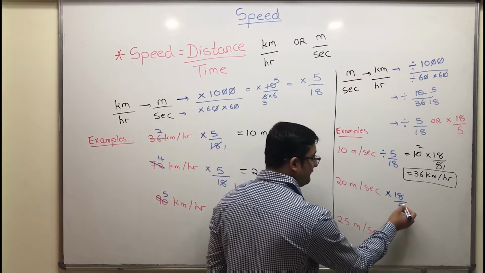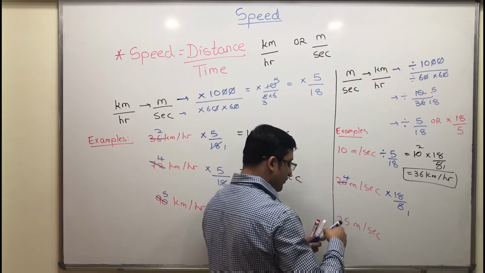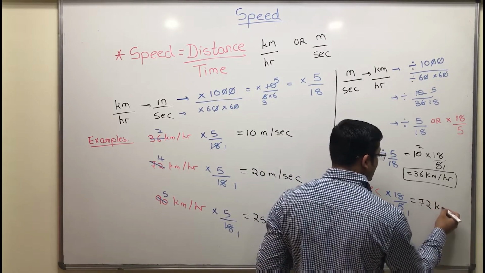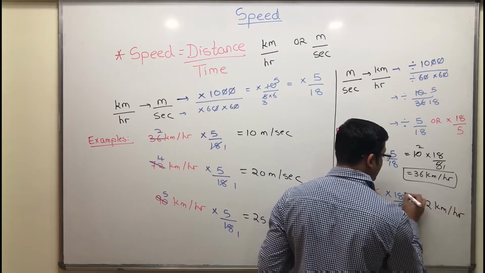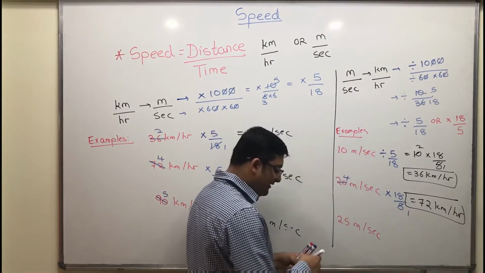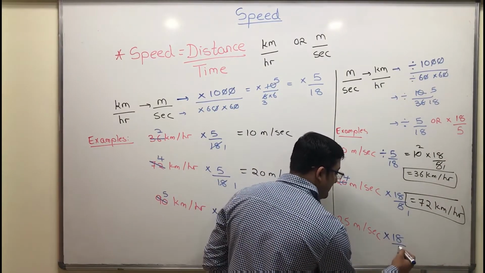Is this clear? 5 divided by 5, 1. 20 divided by 5, 4. What is 4 into 18? 72. So the answer is 72 kilometer per hour. And you can match it over here. See, 72. Finally, 25 meter per second, piece of cake, into 18 by 5.